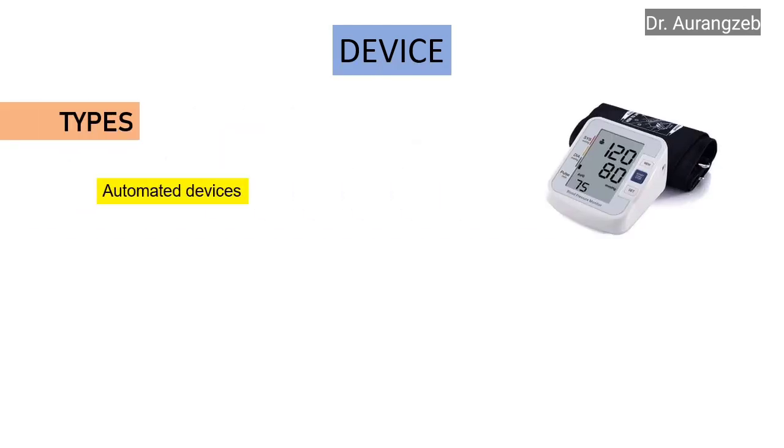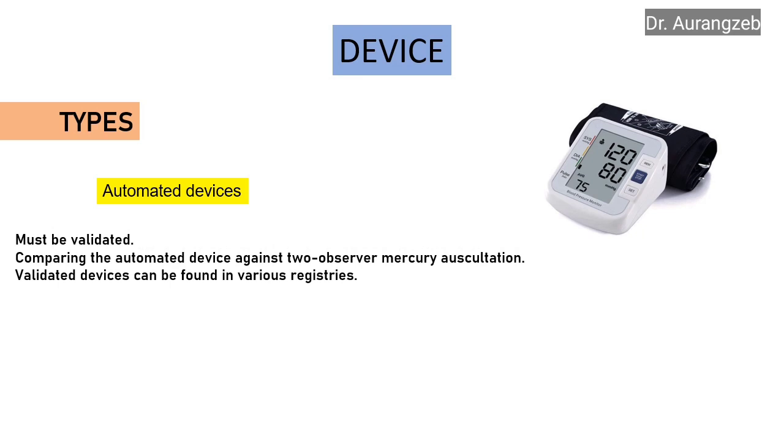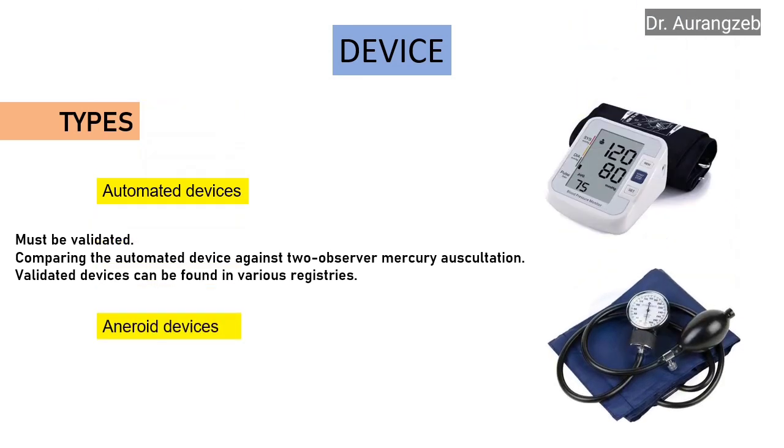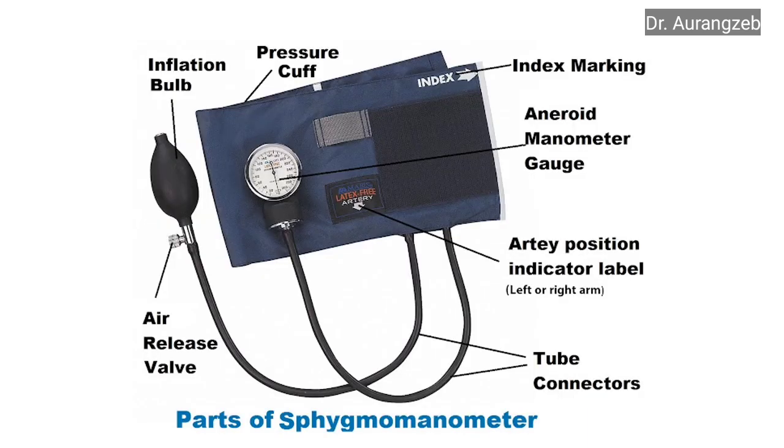For any blood pressure measurement, you need a device, and we have two types of devices. The first are automated devices. The importance for automated devices is that they must be validated by comparing the automated device against two observer mercury auscultation. Validated devices can be found in various registries, the details of which I have mentioned in the description of this video. And the other are the aneroid devices, and they must be calibrated every 3 to 6 months so that they remain accurate.